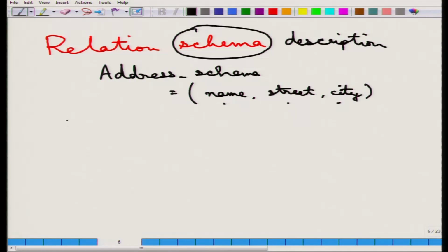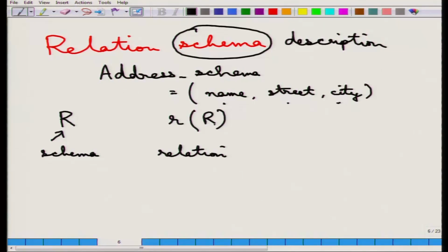So if the schema is R, a particular relation is denoted to be from this schema capital R. If capital R is the schema and a particular relation is r, within brackets you have to say the schema of it. Then it is very clear that the small r, the relation, is part of the capital R, which is the relation schema. And a relation instance is what we saw last time.